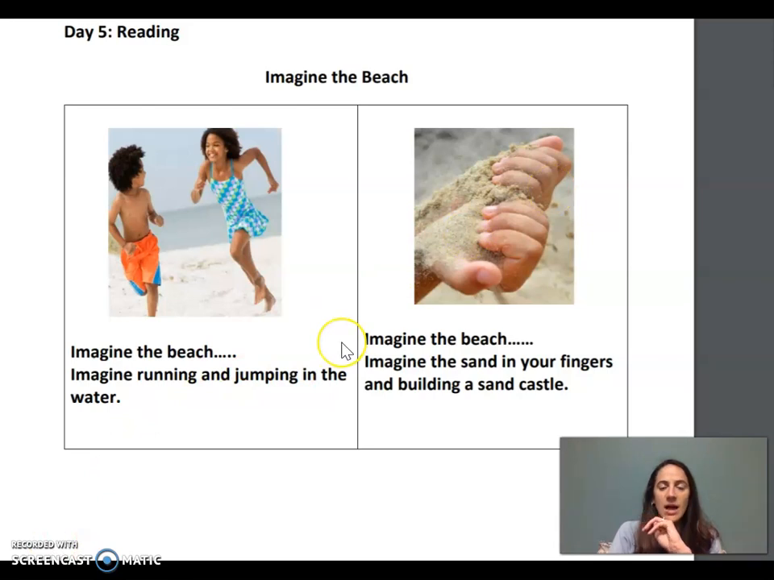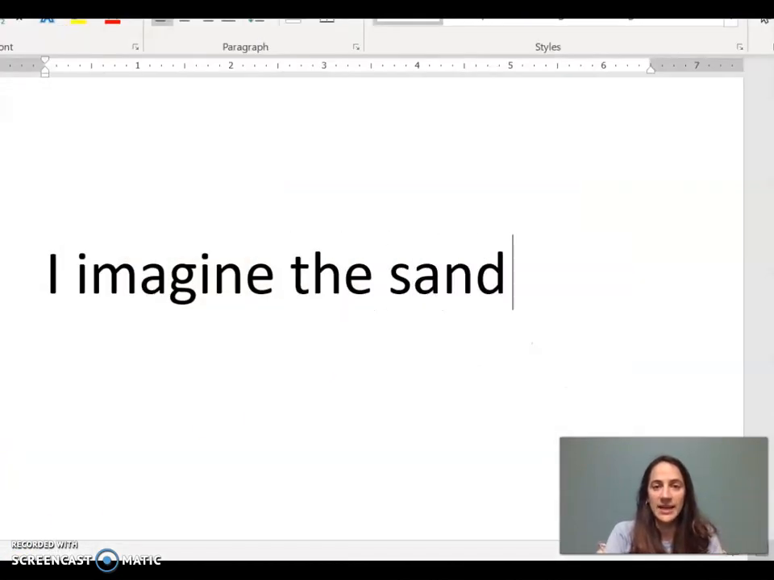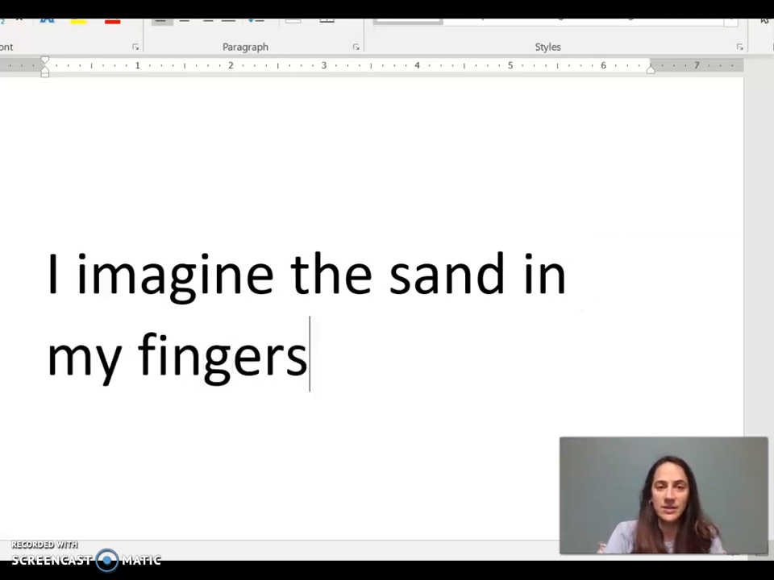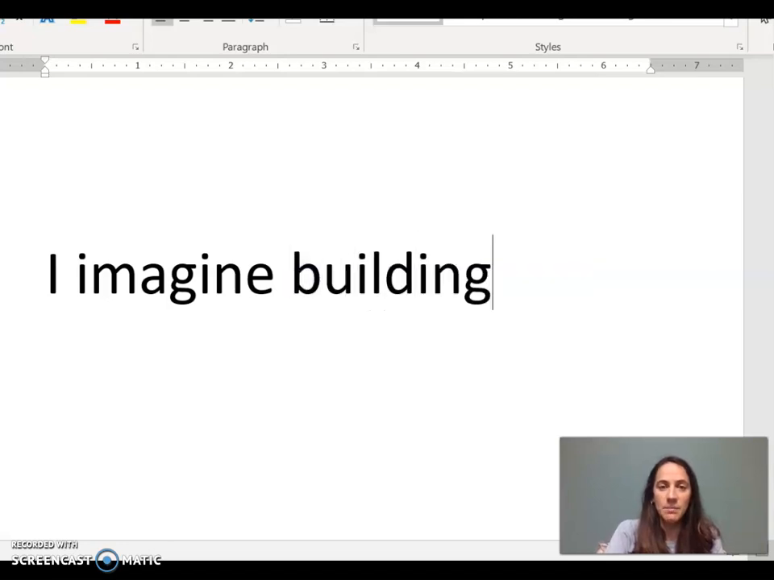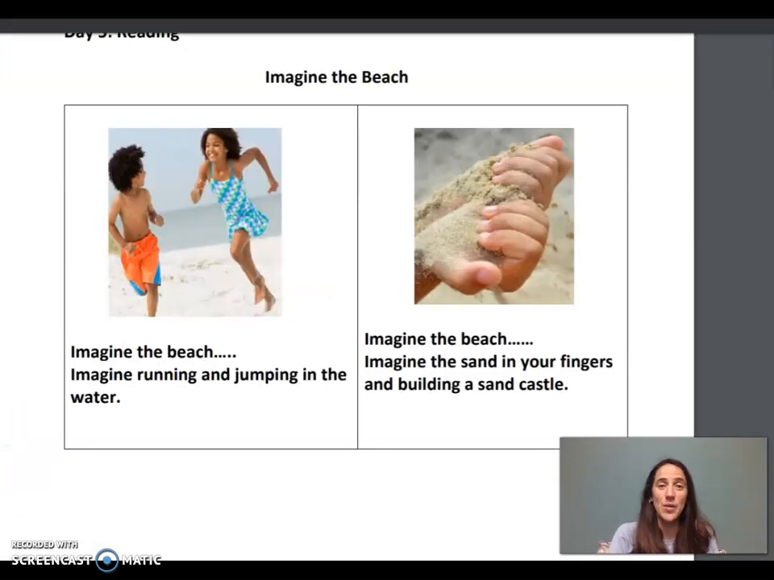Let's see. I want to start, I imagine, it says the sand in your fingers and building a sand castle. I can say, I imagine the sand in my fingers, or I can say, I imagine building a sand castle. You can use different parts of the book to write your own sentences. Make sure you draw a picture to show.